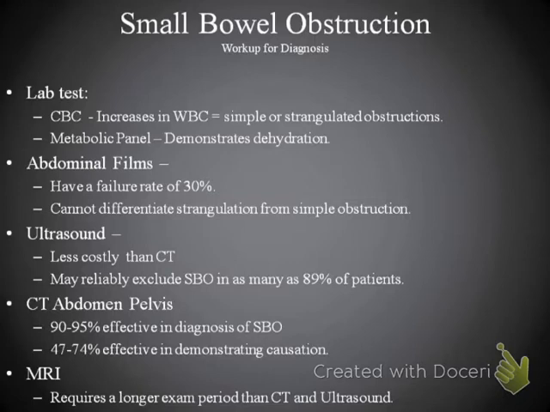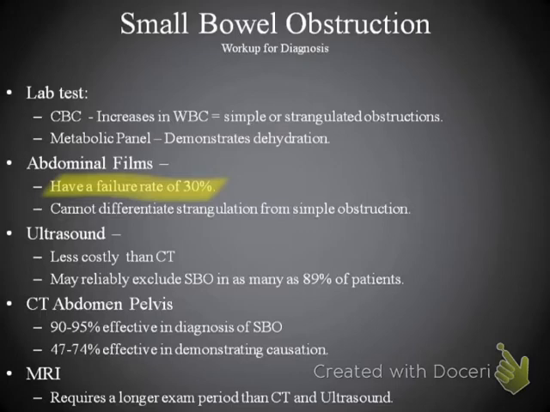Then we do abdominal films, as I'm sure we all have previously done before. The interesting thing about abdominal films, though, is that it has a failure rate of around 30%. So up to 30% of the patients that potentially do have small bowel obstruction, it goes undiagnosed from abdominal films. And the bad thing about abdominal films is it cannot differentiate strangulation from simple obstruction. So you may actually see an obstruction, but you may not be able to tell whether it's strangulated or just a very simple obstruction.